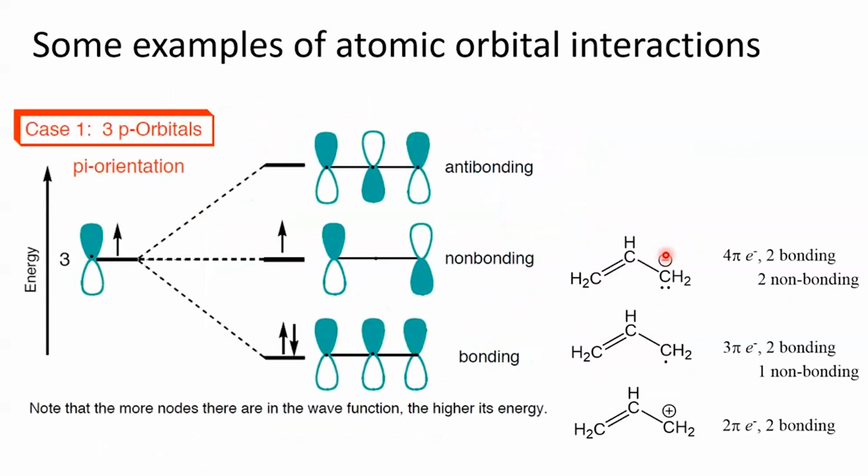We can think about things like, okay, what if we start adding more or taking electrons away from these orbitals? So if we subtract a single electron from our 3 p orbitals, we're going to eliminate our highest energy electron, and we're left with 2 in the bonding orbital. So that's our bottom example here. We have our pi bond here. We've lost an electron, so we've got a positive charge.